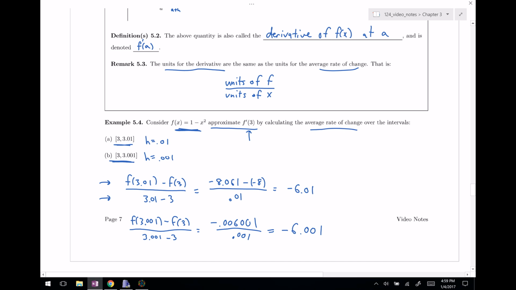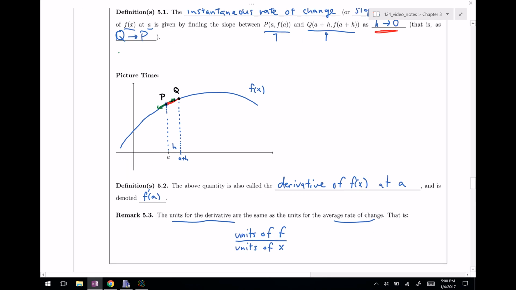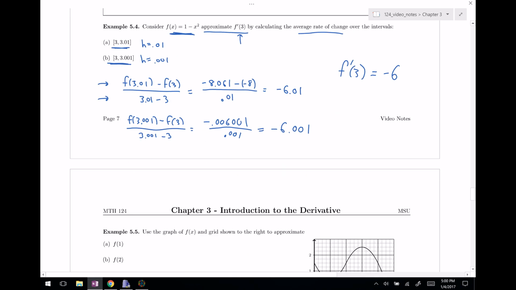So you can see that this is even closer to negative 6. Up here we are off by 1/100th. Now we're only off by 1/1000th. I definitely think that this f prime of 3 is going to be negative 6. F prime of 3 is going to be equal to negative 6. So this is how we can use an average rate of change over a very small interval, right? It's 2 points very, very close to each other. In this case, they were only off by 1/100th and 1/1000th, right? Very, very close to each other to approximate what is this instantaneous rate of change, or the derivative, or the slope at the point, right? That's how we actually use these formulas.